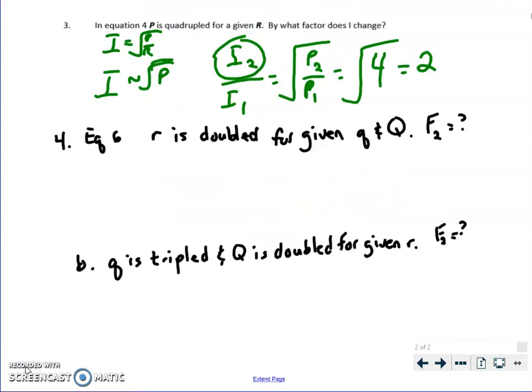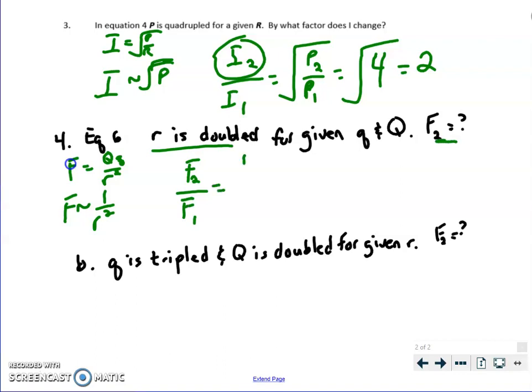Let's continue on. I had to write in the next one. So we're going to equation 6, which is F equals QQ over R squared. And so we're going to change R for a given Q and little q. So this equation becomes F is proportional to 1 over R squared. There should be a squared here. Okay, so this is, again, algebraic, a little bit tricky, but recognize we're looking for F2 over F1. I want to know how F changes. So that's going to become 1 over R2 squared over 1 over R1 squared.